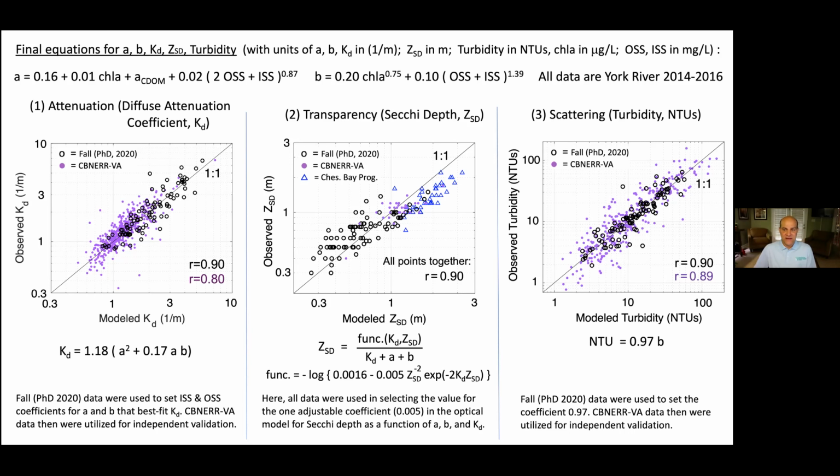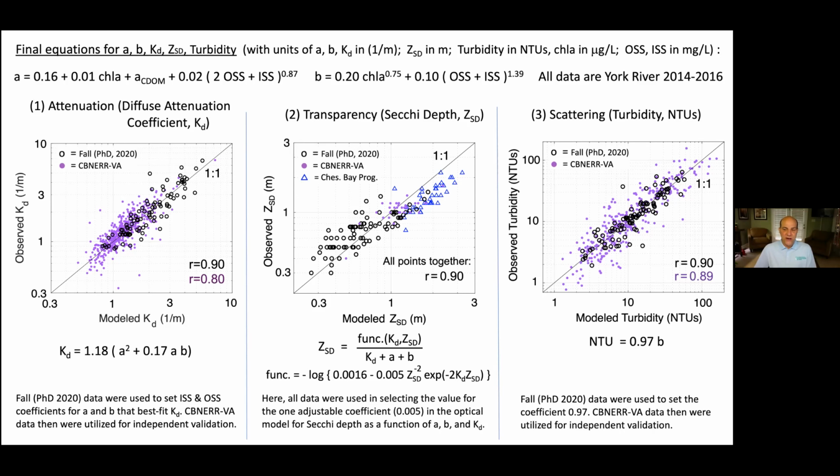In each plot, the modeled value for the water clarity measure is on the horizontal axis, and the observed value is on the vertical axis. In each case, the larger open black circles are for measurements made by Kelsey Fall as part of her PhD dissertation, and the smaller filled purple circles are for monitoring data collected by the Chesapeake Bay, Virginia NERR. All data were collected in the York River between 2014 and 2016.